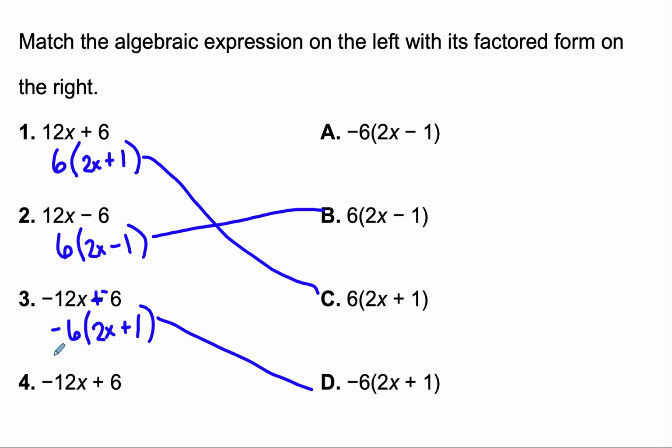And then my last one, again, I've got a negative coefficient with my variable, so I'm going to have a negative number in front of my parentheses. -12x divided by -6 is 2x plus, and then +6 divided by -6 is a -1. 2x plus -1 means the same thing as 2x minus 1, which is how it's written up here for A.